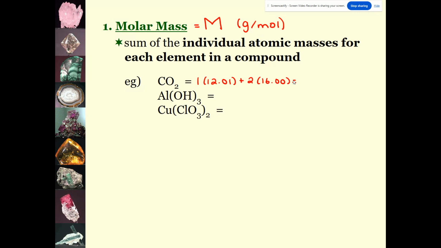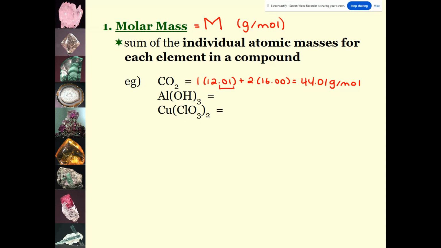And again, you don't have to put the 1. You can just put 12.01 because the 1 times that number doesn't really change anything. But I do need to put a 2 in front of my 16.00. And I get an answer of 44.01 grams per mole. Now, technically we're adding here. The 2 is just like a counted number. It doesn't count as multiplication. It's just saying how many of the oxygens we're adding.